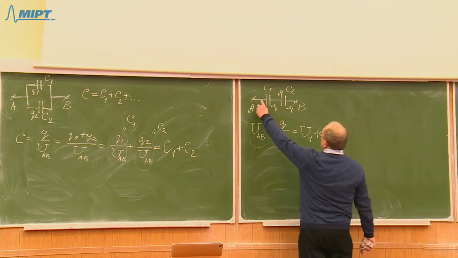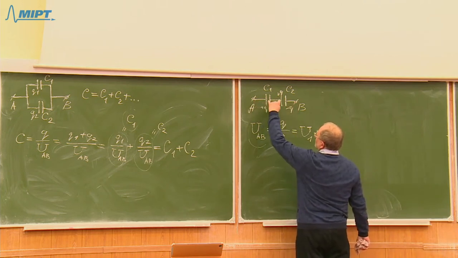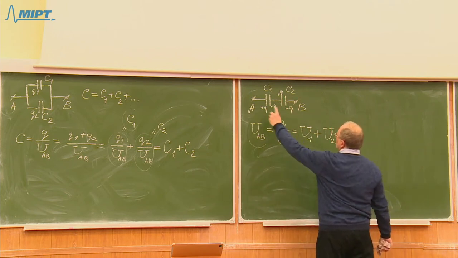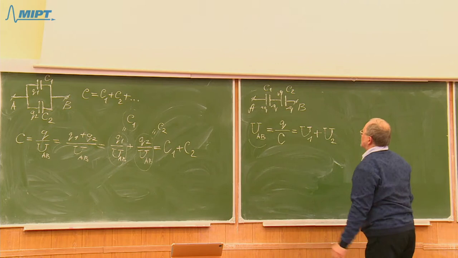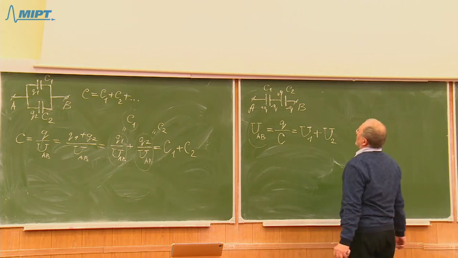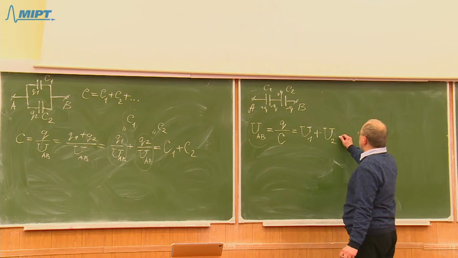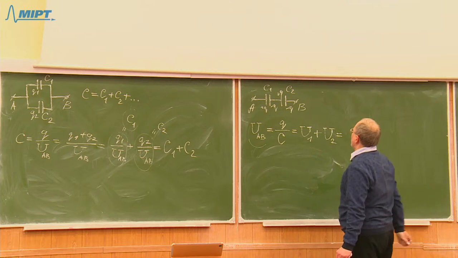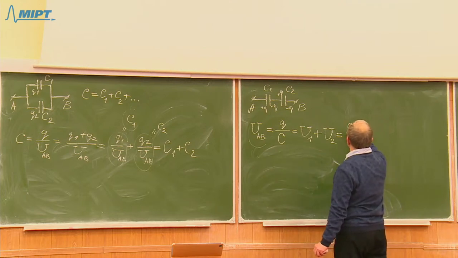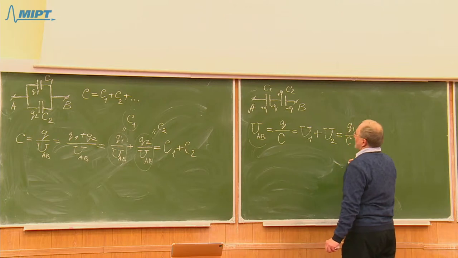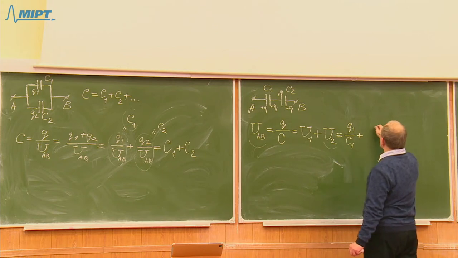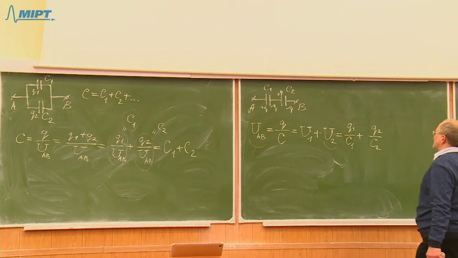So if the total work on this section is equal to the work on the first capacitor plus the work on the second capacitor, it means that the total potential difference is also the sum of potential differences on both capacitors. And by definition, the potential difference on the first capacitor will be the charge on the first capacitor divided by the first capacitance, plus the potential difference on the second capacitor, which will be the charge on the second capacitor divided by the capacitance of the second capacitor.